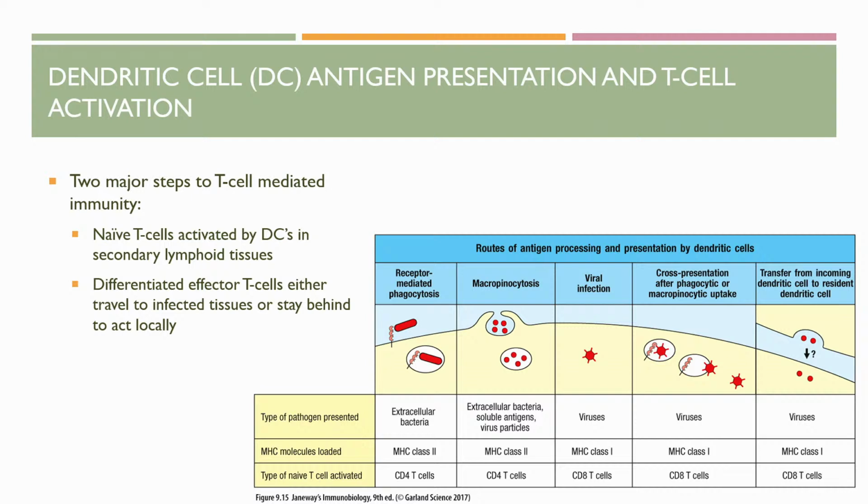Here are different ways that pathogens infect, and how the antigen is processed by a dendritic cell. A dendritic cell can process different antigens in different ways depending on whether they're bacteria or viruses, and then which MHC class molecule is loaded. But just notice that anytime the MHC molecule is class 2, it's going to activate CD4 T cells. If it's class 1, it's going to activate CD8 T cells.